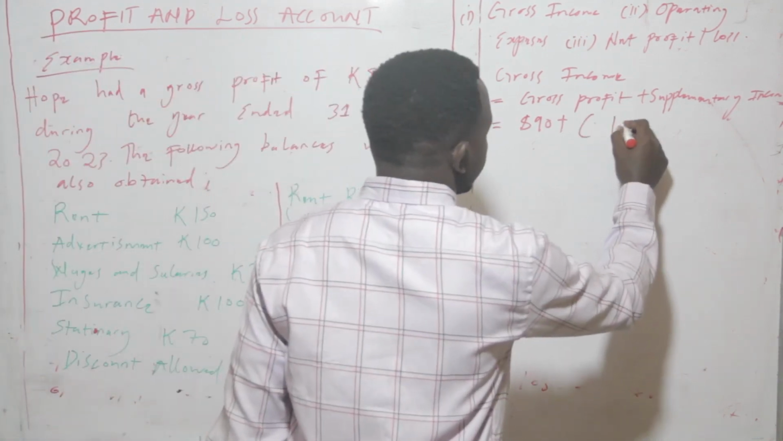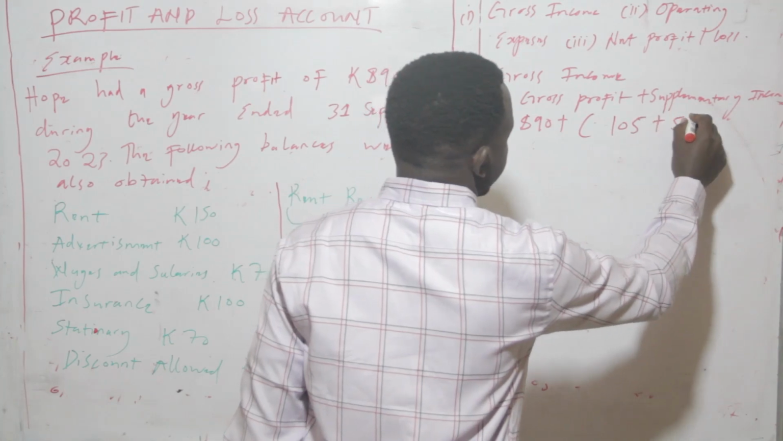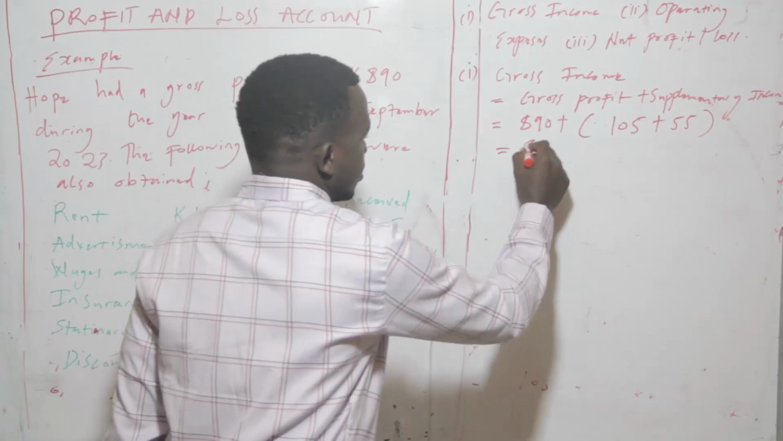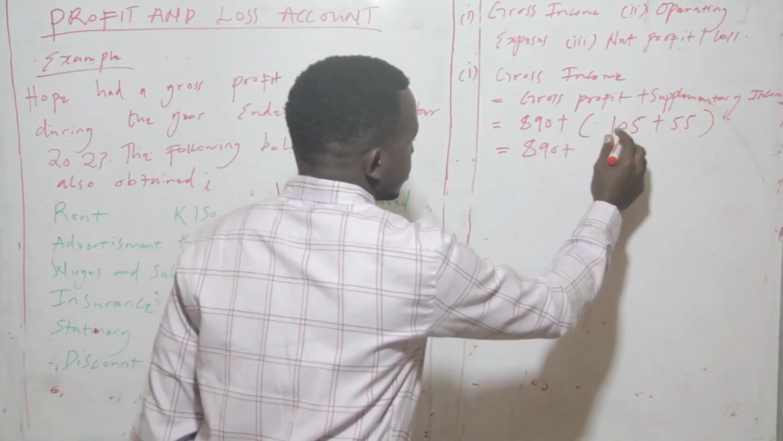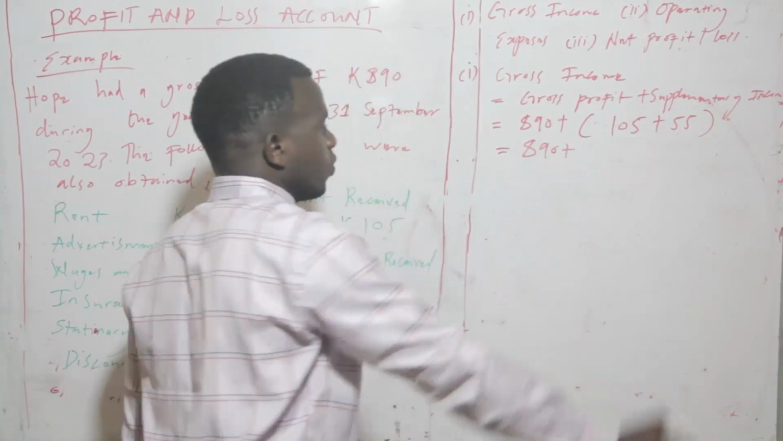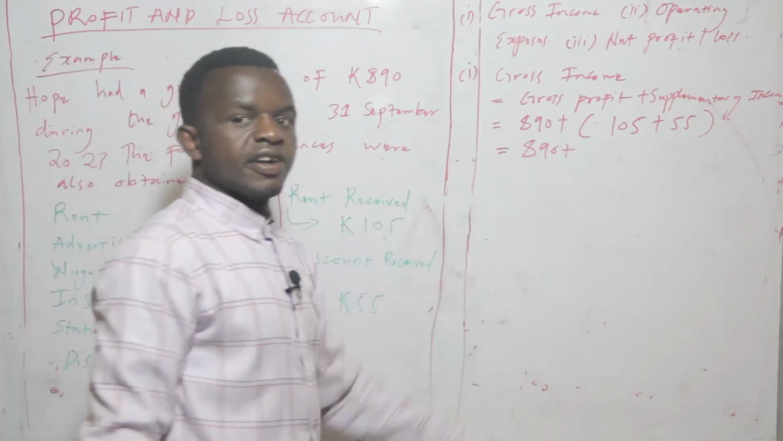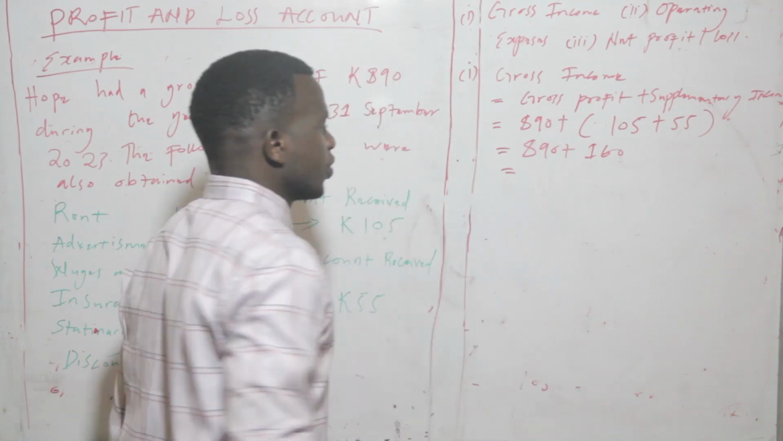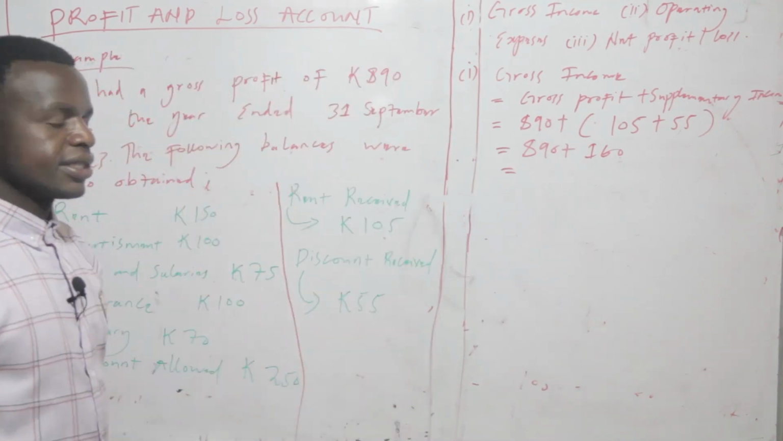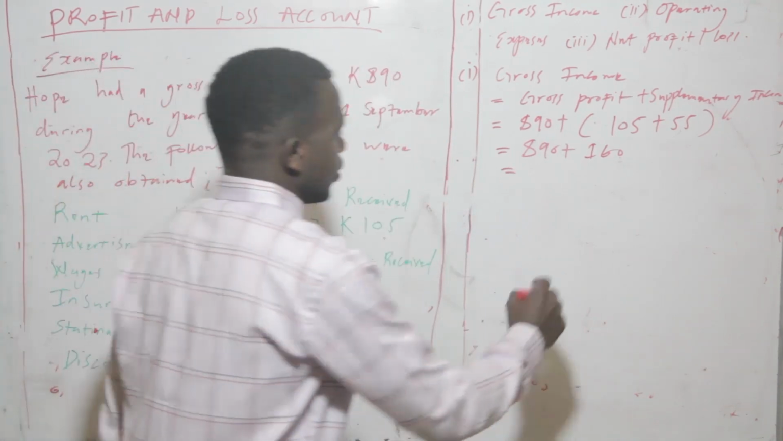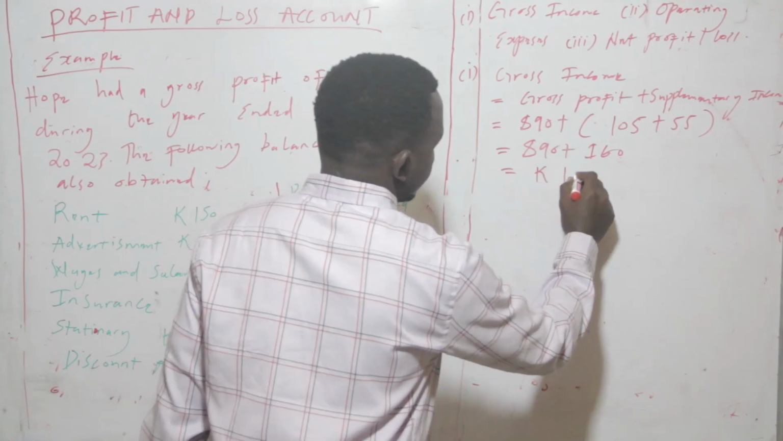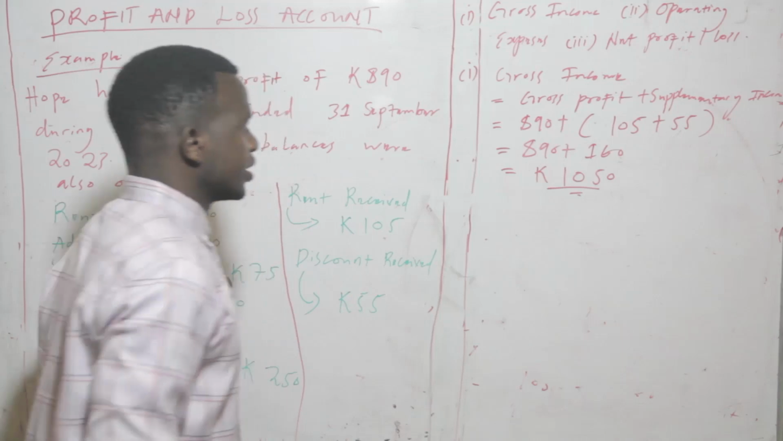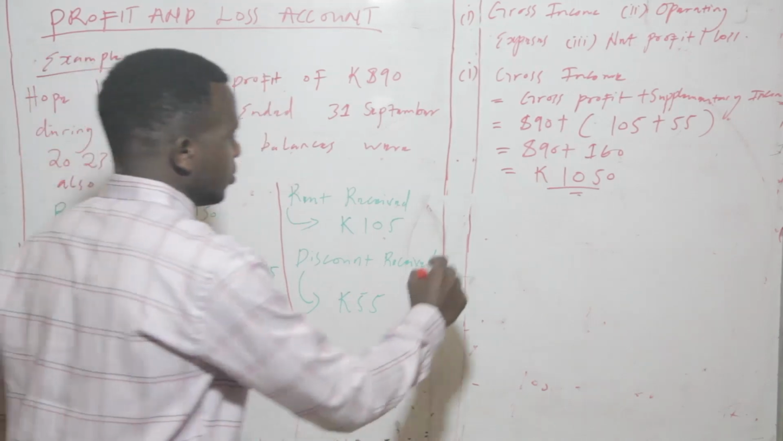So we're going to say 105 plus 55. So we'll say 890 plus 105 plus 55, we're going to have 160. So 890 plus 160, we're going to have 1,050 kwacha. So that's going to be our answer. Let us look at Roman numeral 2.